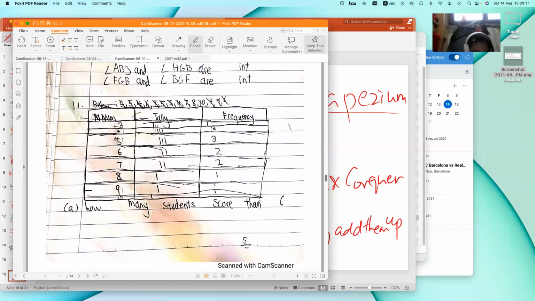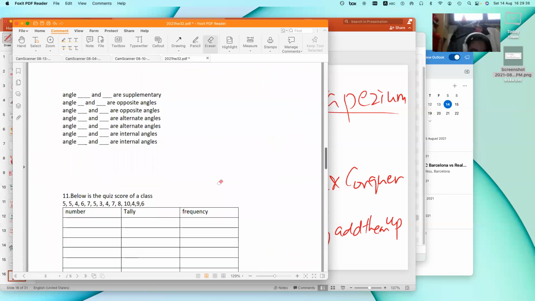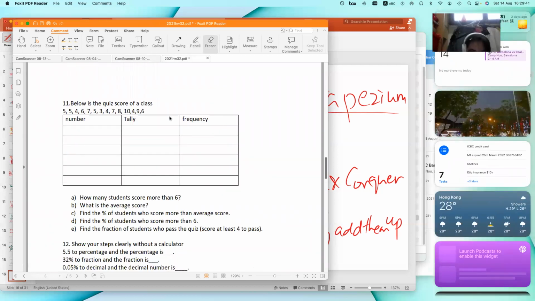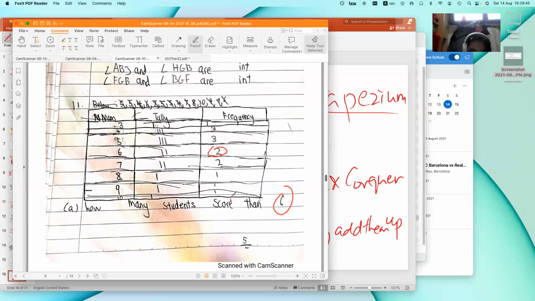Okay, the tally. How many students score C? Huh? Score C? Oh, 6. Is it? Yeah, okay. 6. 5 students score 6. So your answer is what? So you have how many 6? 2, right? What are you saying? How many students score more than 6? More than 6, you see? You skipped the word. You copied it wrongly also. Oh, don't care. So score more than 6. So more than 6. So that means from here onwards, 5, correct.